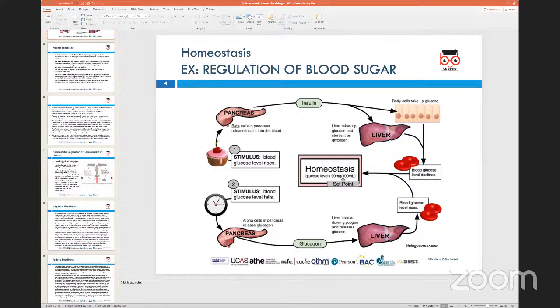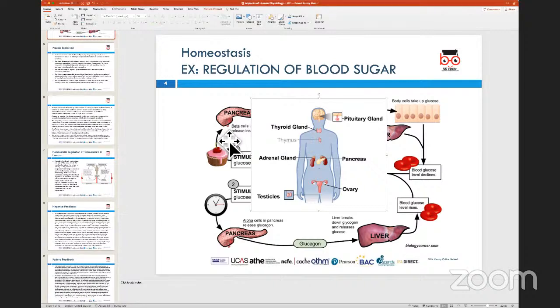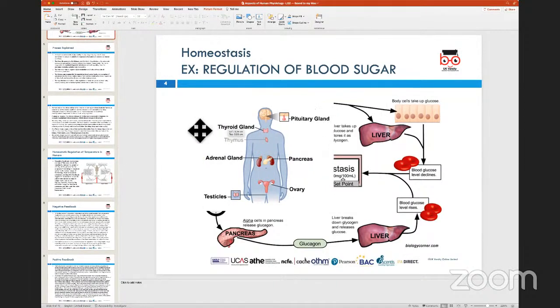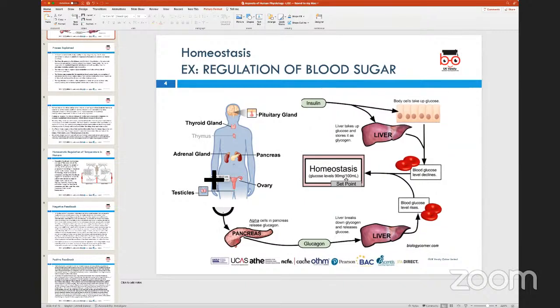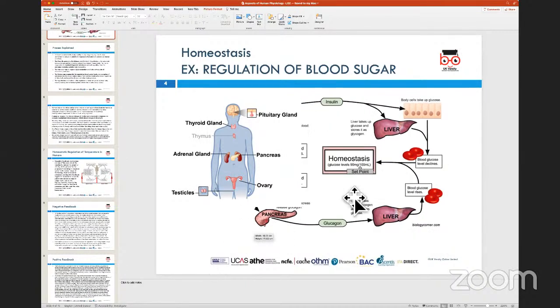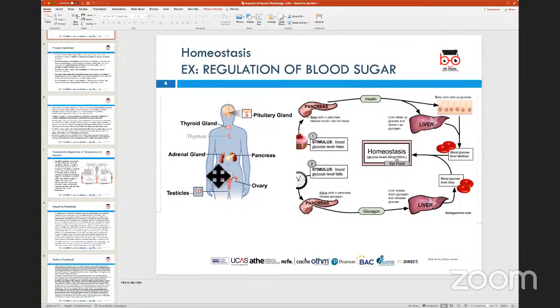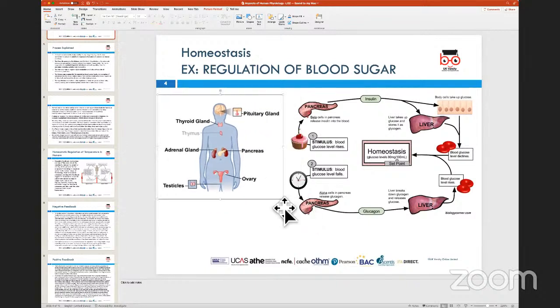Now, when we look at the endocrine system, let me just bring a picture in. These are the various organs which actually comprise the endocrine system. So if I just for a minute make this slightly smaller and put it in context, these are the various glands which basically form the endocrine system.